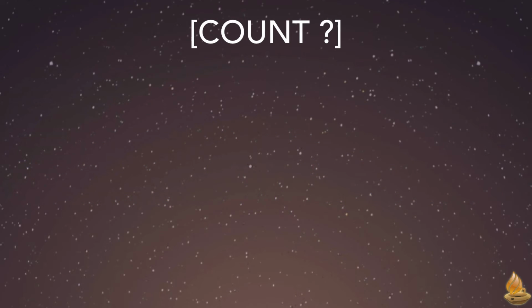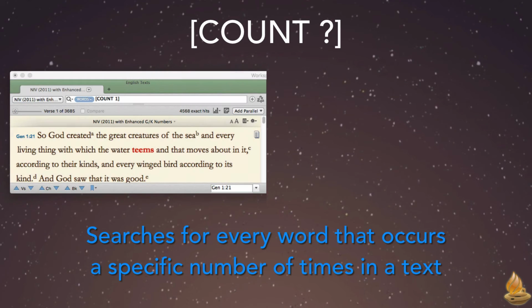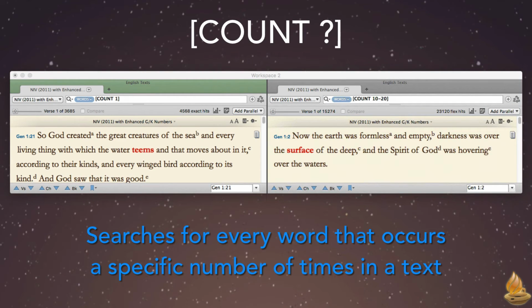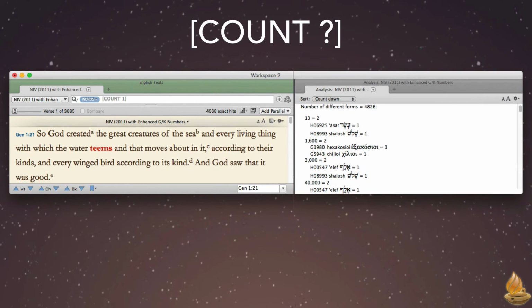The count command searches for every word that occurs a specific number of times in a text. So we can find all the words that appear just once in the text, or all the words that appear, for instance, between 10 and 20 times in a Bible. If we use the count command in a key number Bible, then open an analysis of the search results, we may be a bit surprised at first by what we find. The number after the hit may not be the one we expect.